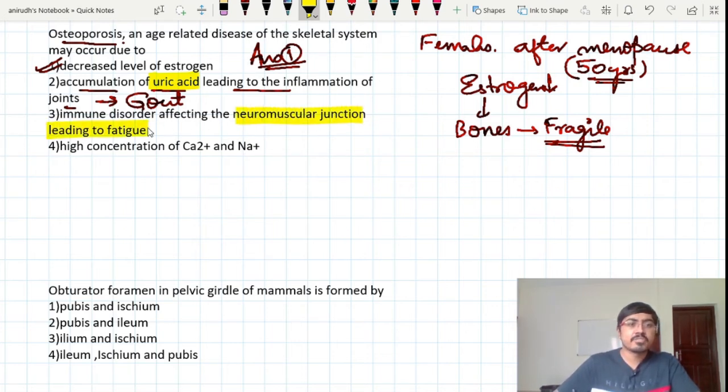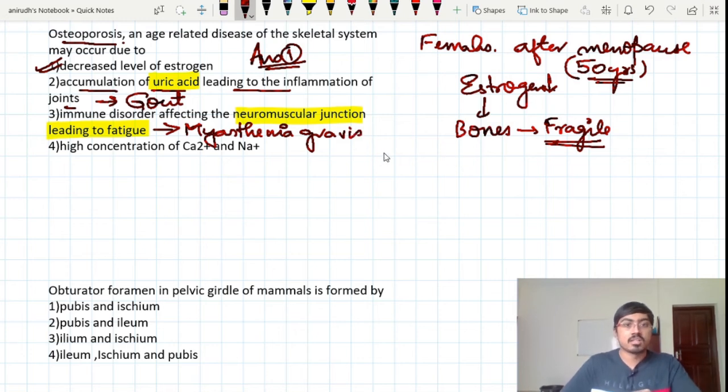Right? Immune disorder affecting the neuromuscular junction, leading to fatigue. We will discuss this in the coming lectures. This is called myasthenia gravis. It is an autoimmune disorder. Which other autoimmune disorder did you learn now? You also learned about rheumatoid arthritis.